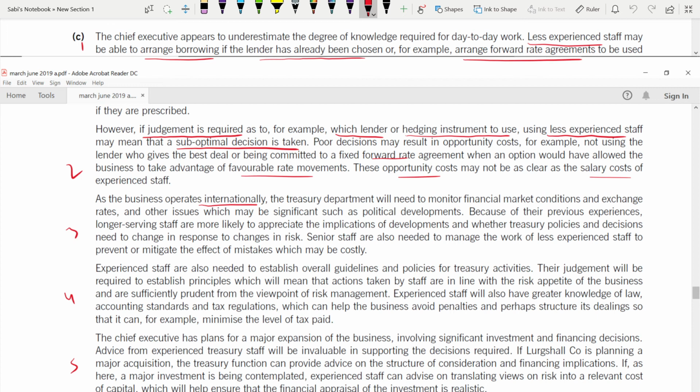Okay, so as the business operates internationally, the Treasury Department will need to monitor the financial market conditions and exchange rates. How they are linking, you see? The business operates internationally, and they are linking it with the exchange rate and the financial market conditions. This linking is the key for your success. The more you can link, the better your marks. You are securing high marks for yourself.